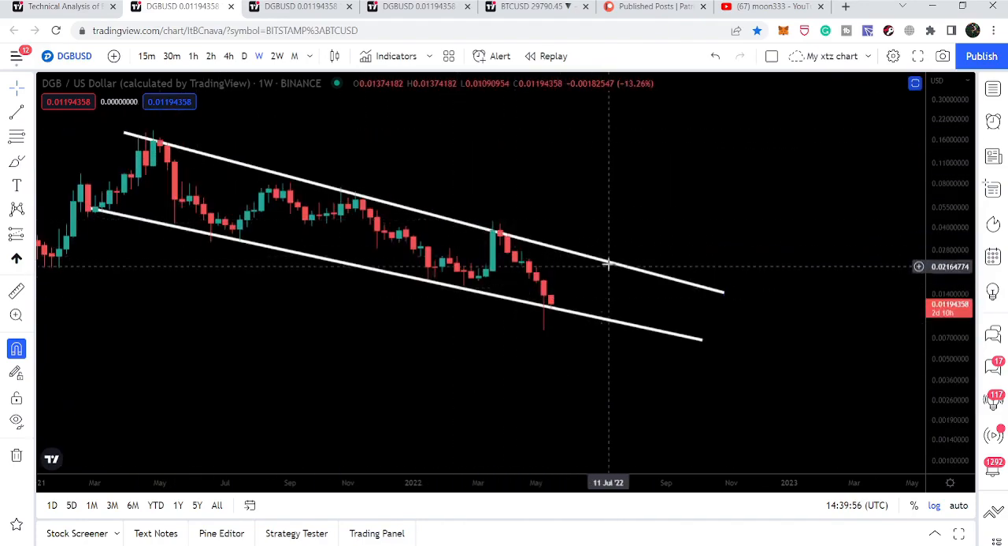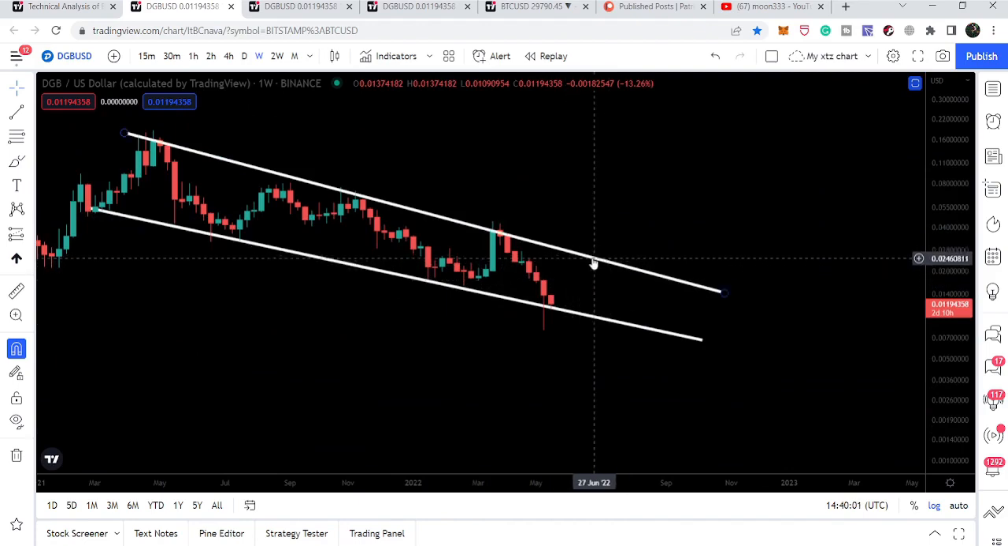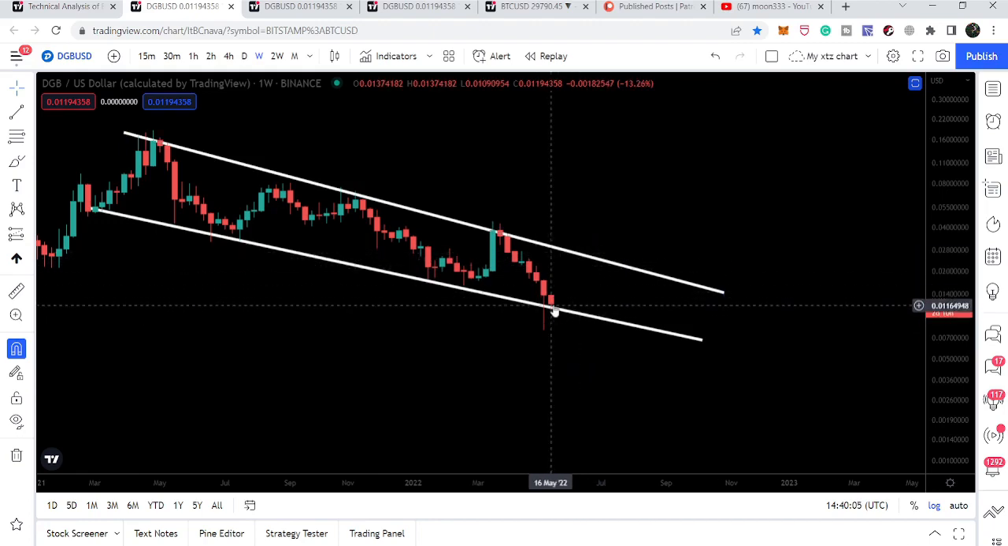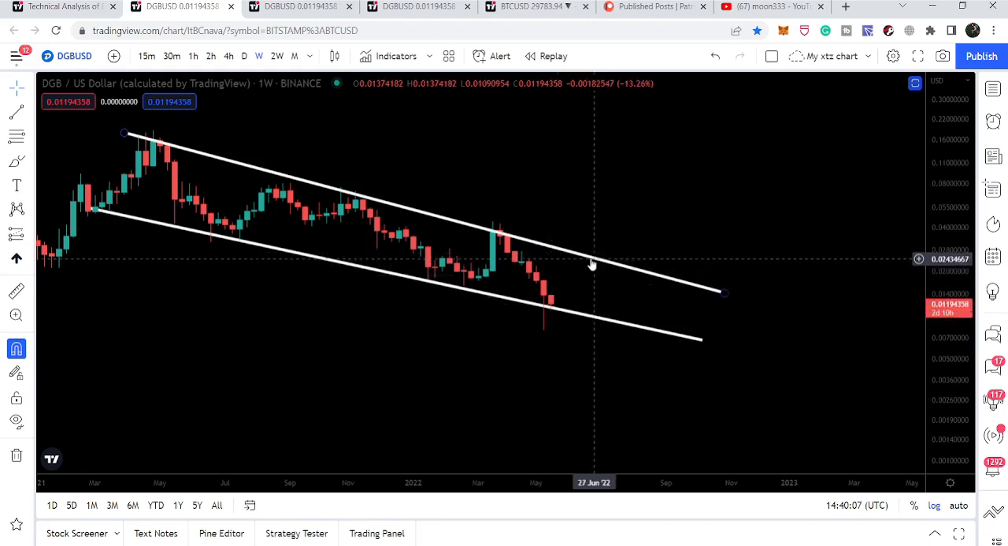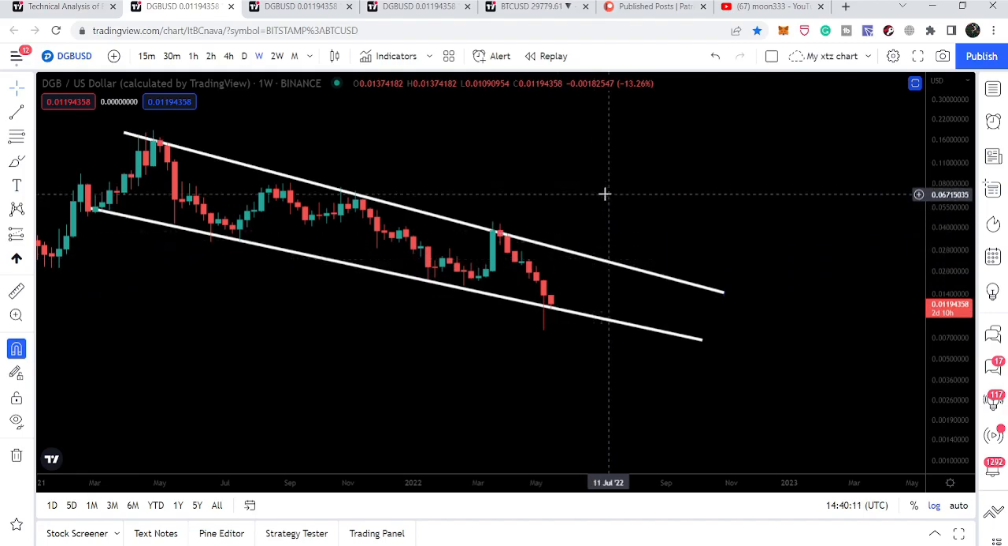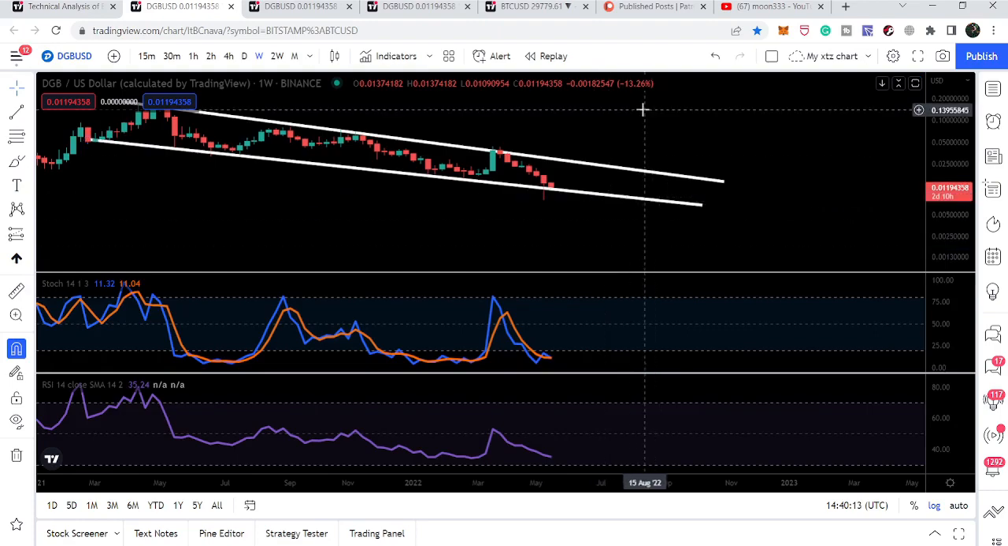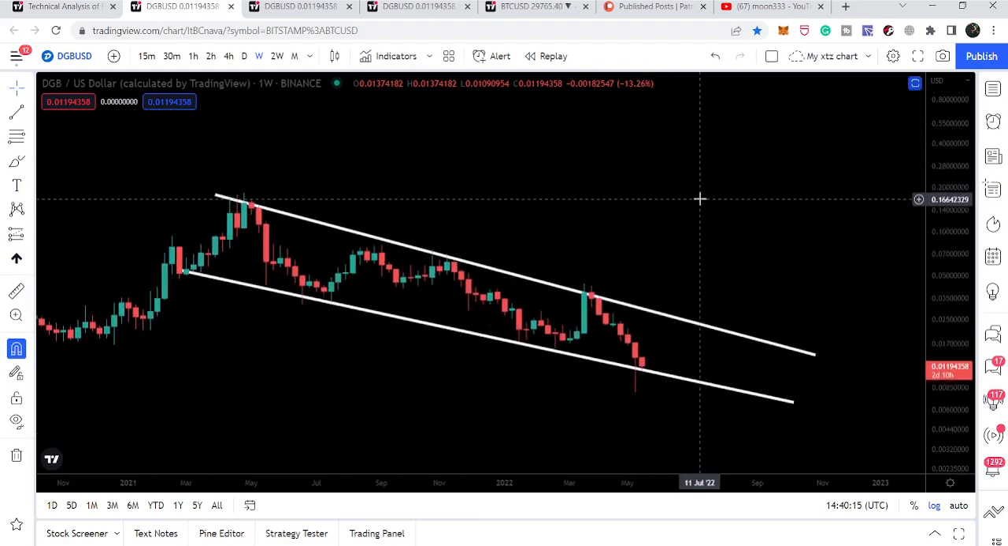For example, if it reaches the resistance, this time the resistance will be approximately at 2.4 cents. That will be more than a 100% move from this support to this resistance of the falling wedge. And if DigiByte breaks out the resistance, then our final target can be here at the top of the wedge. That will be approximately at 16 to 17 cents.